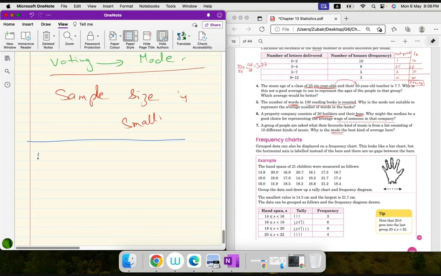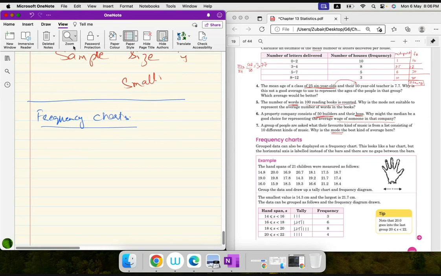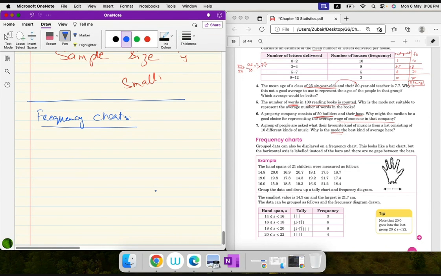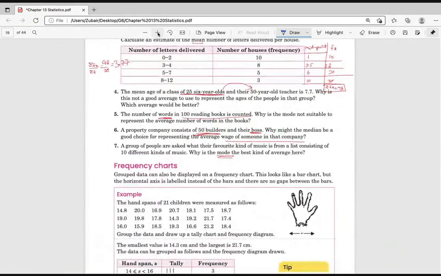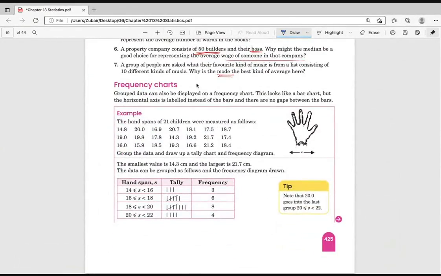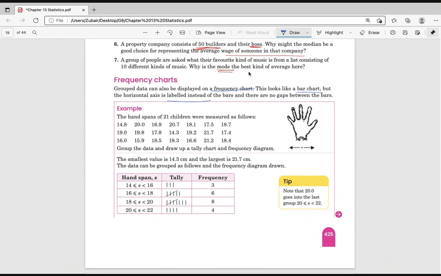So frequency charts. Let's go through this example first. Group data can also be displayed on a frequency chart. This looks like a bar chart, but the horizontal axis is labeled instead of the bars, and there are no gaps between the bars. This is also known as a histogram.